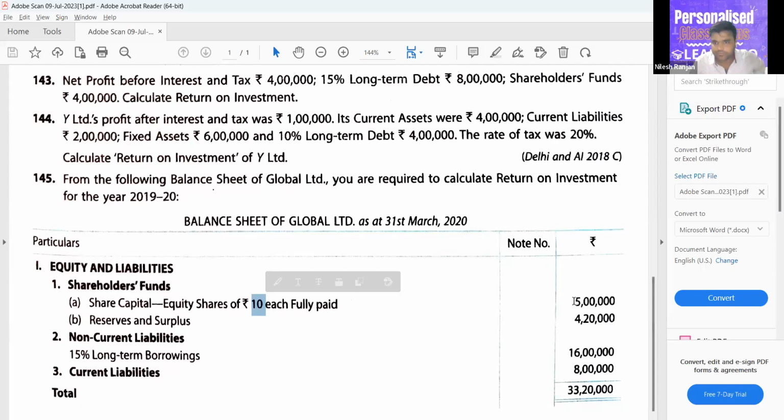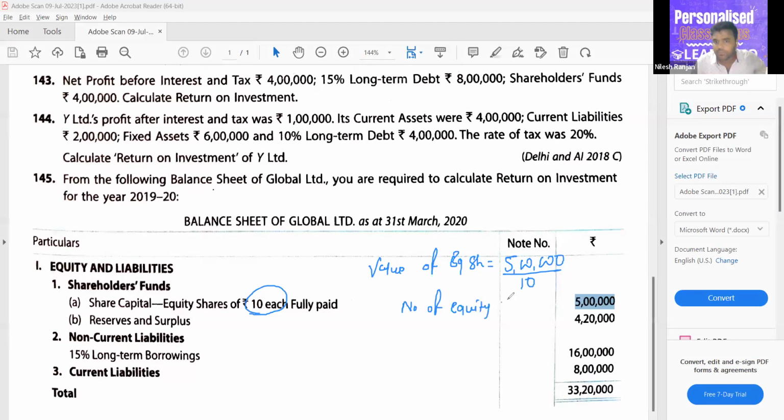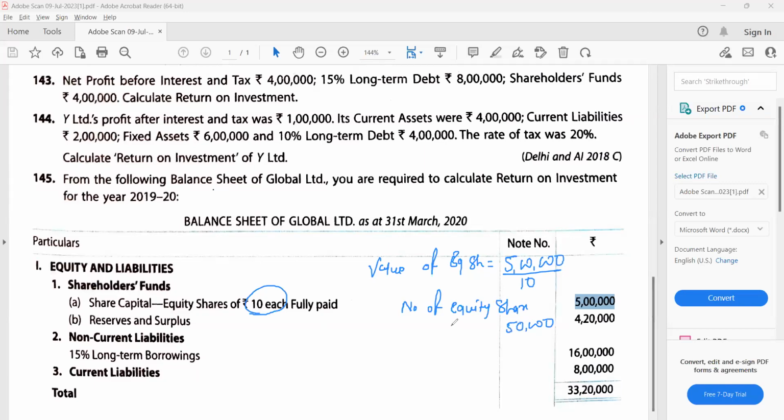This total amount of equity share is 5 lakh. So value of equity shareholders is 5 lakh, and the price is 10 each. So divided by 10, the number of equity shares will be 50,000. Okay. So this is how we calculate number of equity shares.